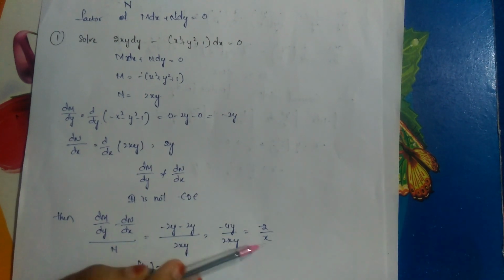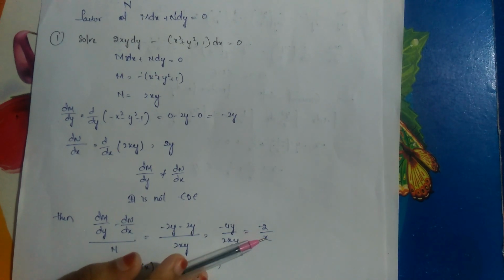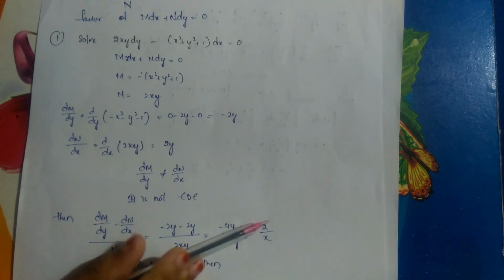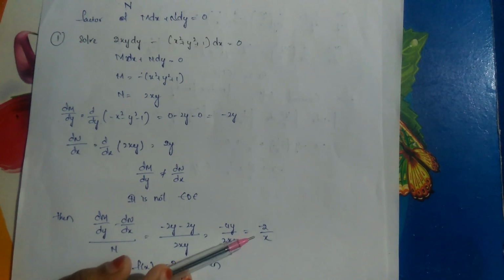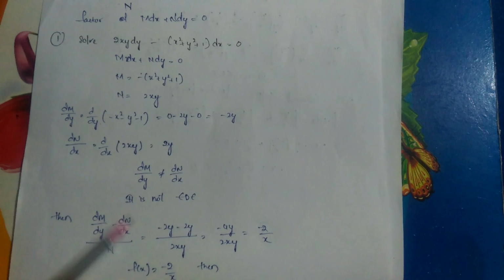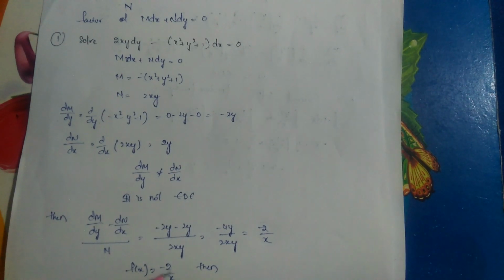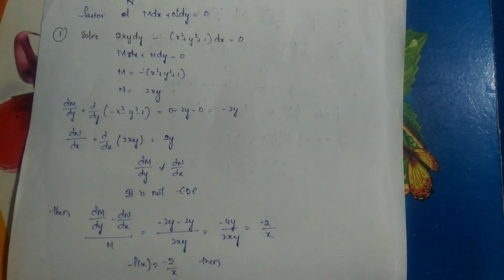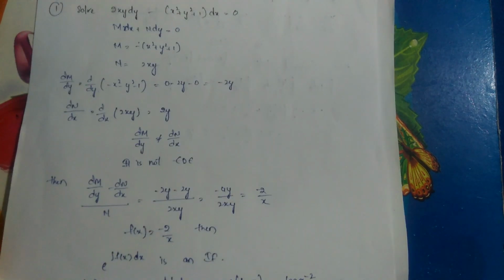Now minus 2 by x is a function in terms of x, so we have to go with method 3. If the result is in terms of y, then we have to go with method 4. At that time the function will be different. Then f of x is minus 2 by x, and the integrating factor will be e to the power integral f of x dx.